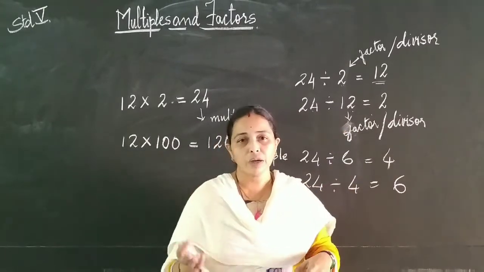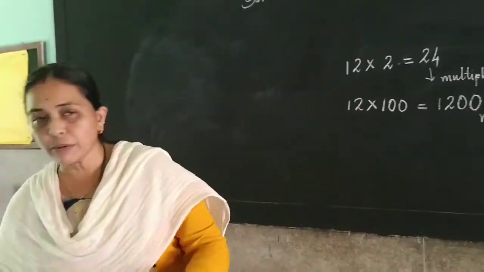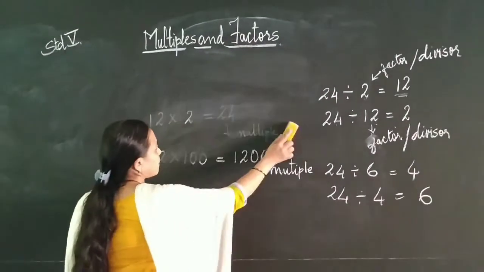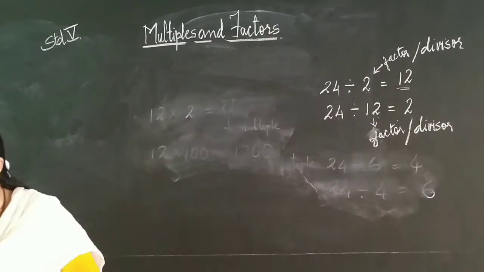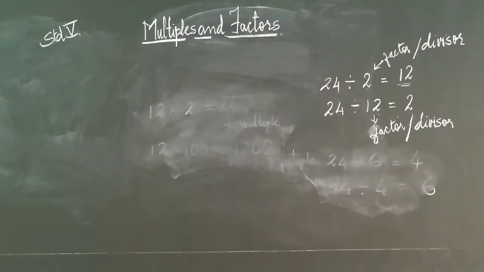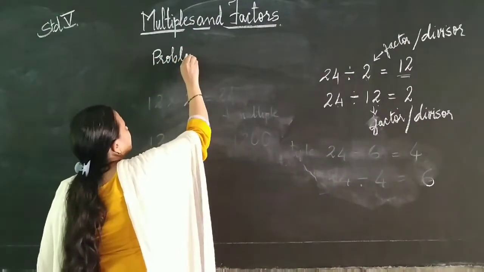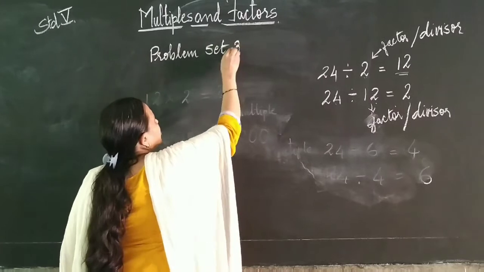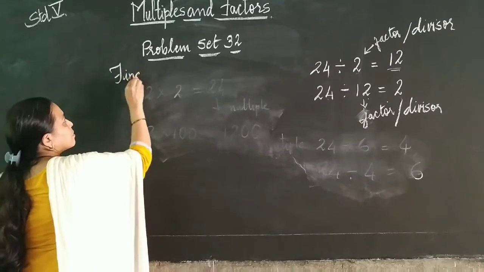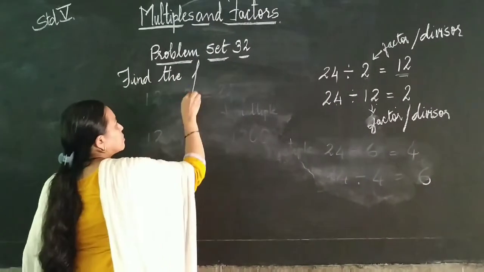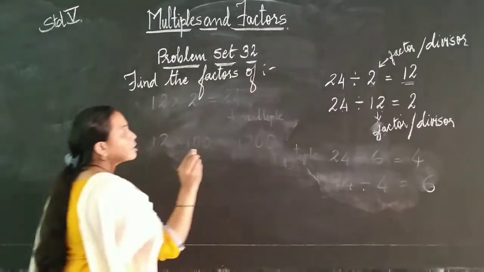Okay, so there is one example, that is a problem set. We can learn the problem set now. 2 sums I will take to find out the factors. Problem set number 32. We will write the problem set. You have to find out the factors. Find the factors of the numbers given.